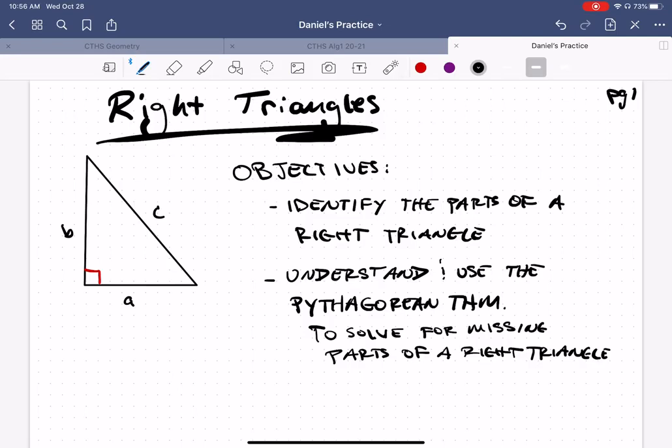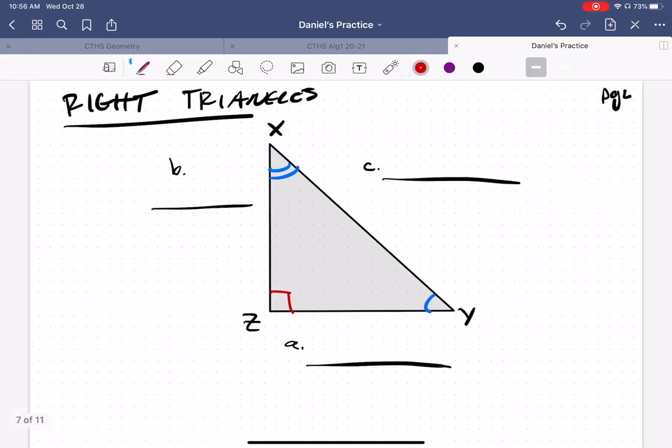Okay, our objectives today: we're going to identify the parts of a right triangle, and we're going to understand and use the Pythagorean theorem to solve for missing parts of a right triangle. This is really important, okay? So, parts of a right triangle.